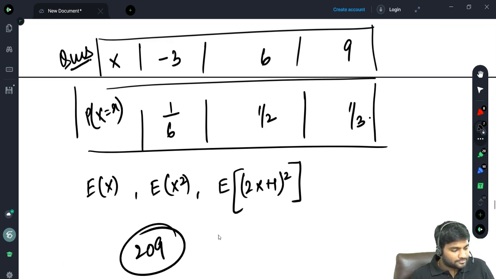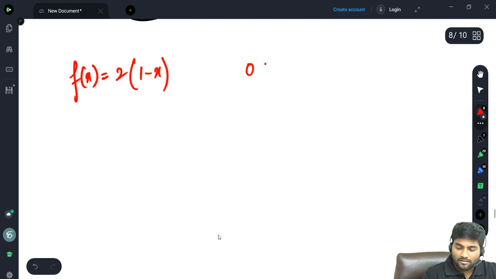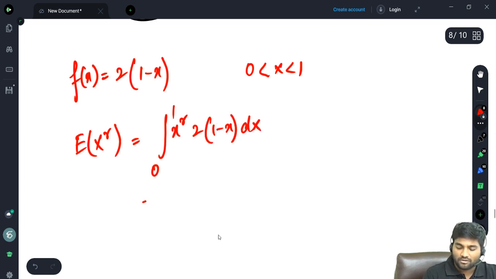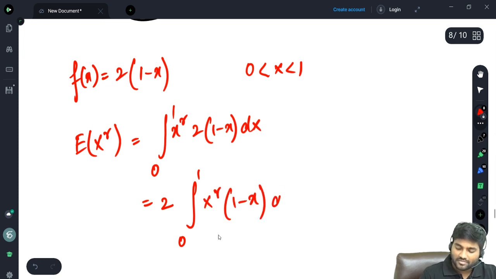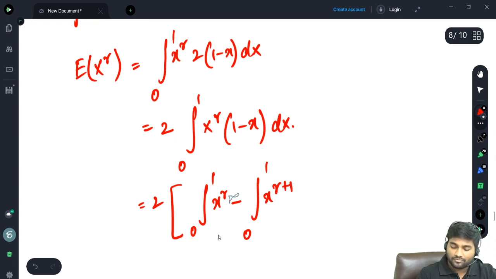Now next. f(x) is equal to 2(1 minus x), where x lies between 0 and 1. We need to calculate the expectation of x to the power r. So integration 0 to 1, x to the power r, 2(1 minus x) dx. Please solve. So 2, integration 0 to 1, x to the power r, (1 minus x) dx. We'll separate: integration 0 to 1 x to the power r minus integration 0 to 1 x to the power r plus 1.